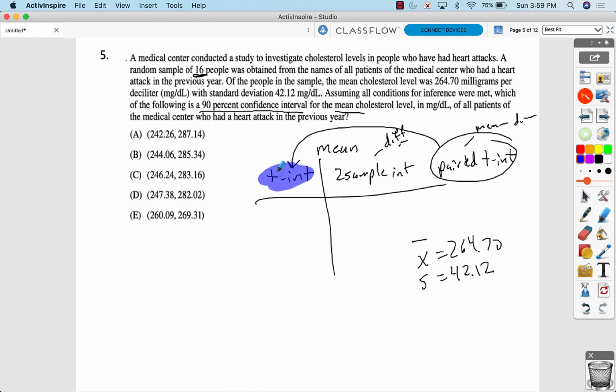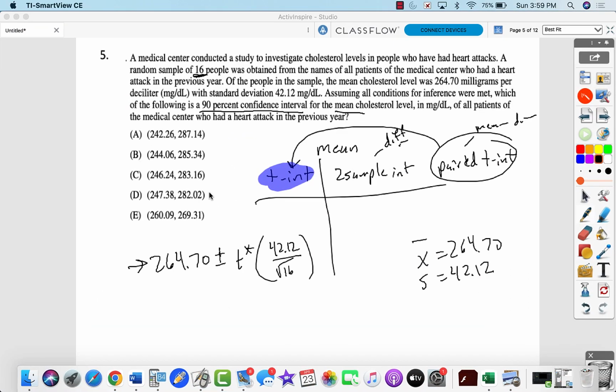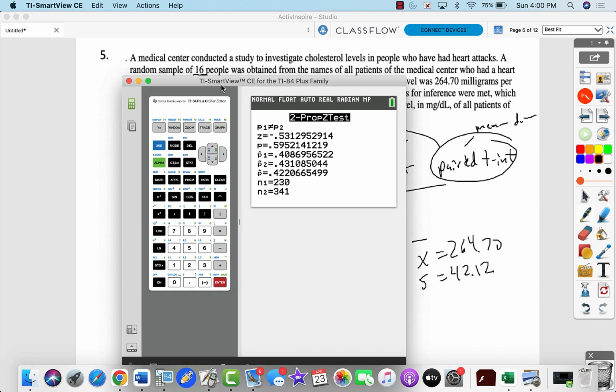Don't do it the long way. I guess it's not horrible to do it the long way, but it just takes too much time, because you're going to be doing 264.70 plus or minus a t-star, times 42.12 over the square root of 16. But then once you find all this stuff, you actually have to put it all in your calculator, and a lot of mistakes are made putting this stuff in. So your best bet is just to be ready to use your calculator.